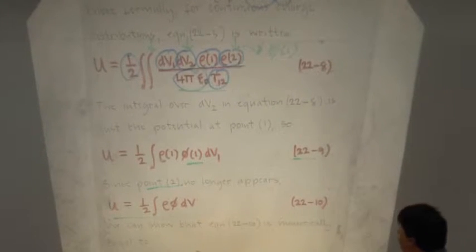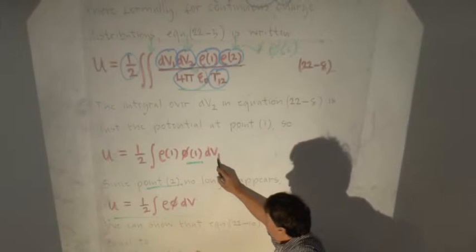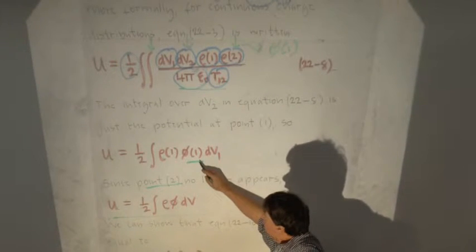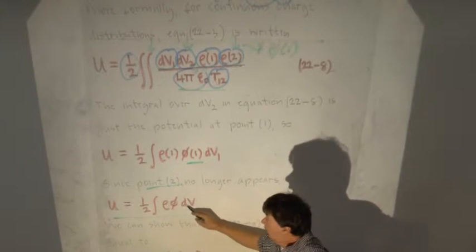And again, once you've got it to this stage, well, point 2 no longer appears. You've already integrated out the volume integration over the charge density at point 2. So you don't even need now to put in a subscript here, because you're just performing an integration over the volume of the potential times the charge at that point.